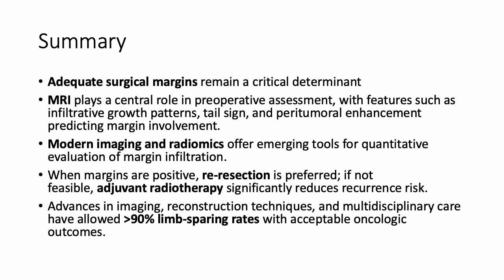So the adequate surgical margin, even though it has been a topic of discussion for quite some time, still remains a critical determinant for the survival of the patient. Where the margin is positive, re-resection is always preferred, and adjuvant therapy significantly reduces the recurrence risk, but R2 resection should always be taken for re-surgery. And advances in imaging, reconstruction techniques, and multidisciplinary care have now allowed for more than 90% limb sparing rates with acceptable oncological outcome. So limb salvage with oncological principle preservation should always be considered.